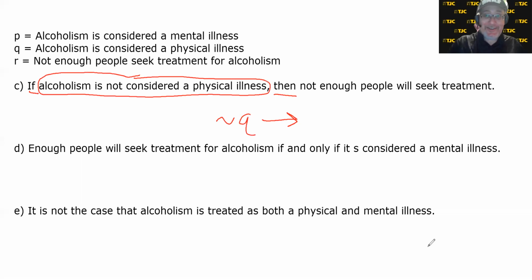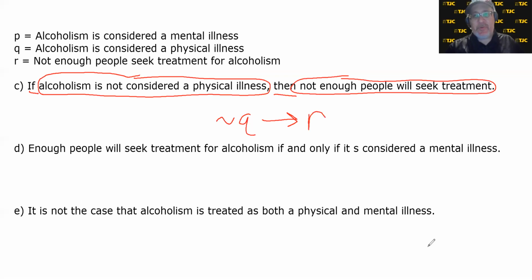It's negation. I don't like saying "it's" twice in a row, but oh well. So negation Q pointing to what? Well, look on the right side. Look at the simple statement after the word "then." Not enough people will seek treatment. That is precisely statement R. Again, it's missing the prepositional phrase "for alcoholism," but that's implied by the context of the compound statement.